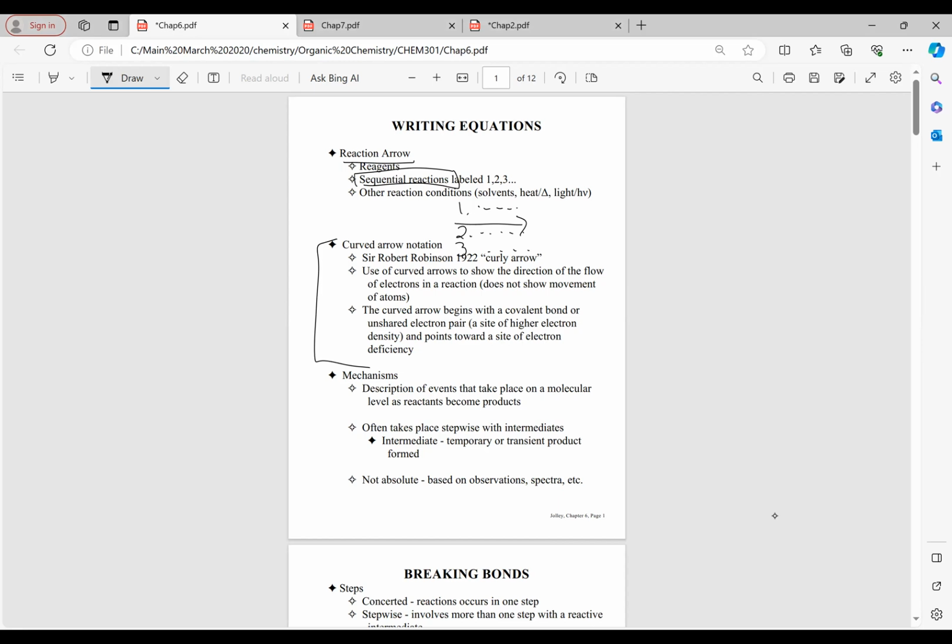A mechanism is a description of the events that take place on a molecular level as those reactants become the product. It can either be concerted or it can be stepwise. Most of ours take place stepwise so that we draw out all the intermediates and then we go on. Keep in mind they're not absolute. We've come to the idea of them with our best guess. It's our hypothesis of what happens. Sometimes we have spectra proof, sometimes we don't, but it's a great visual.